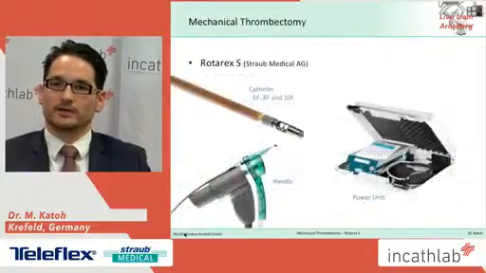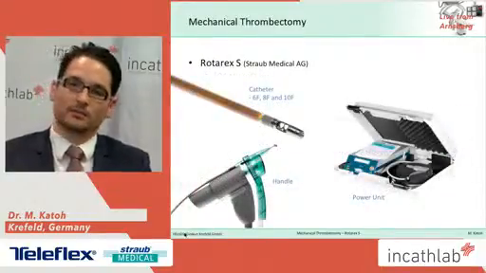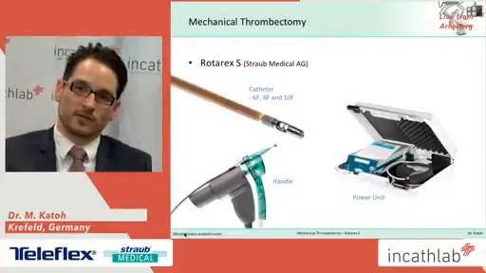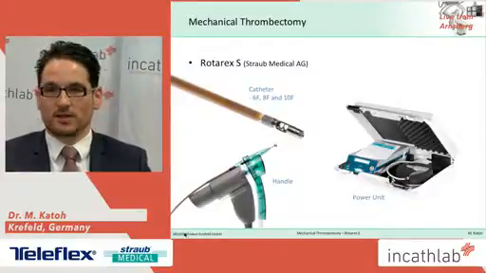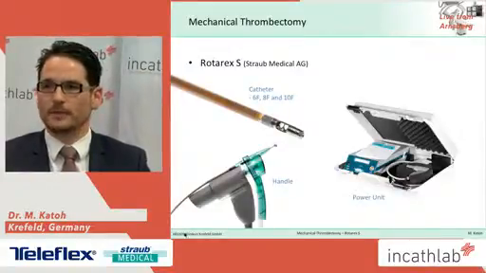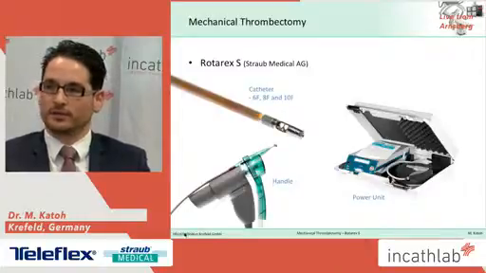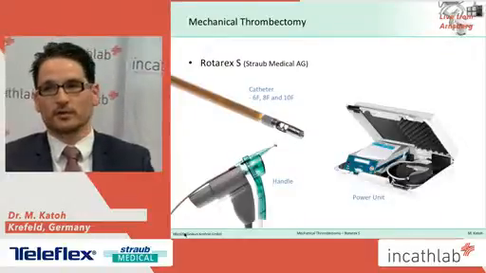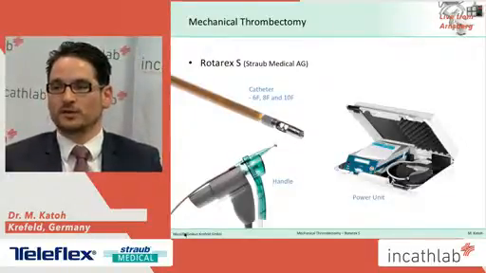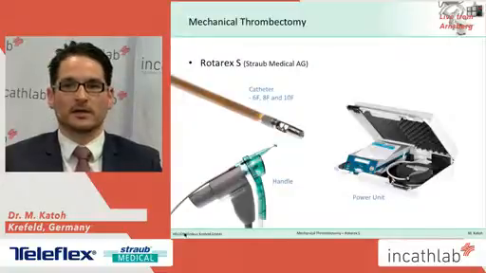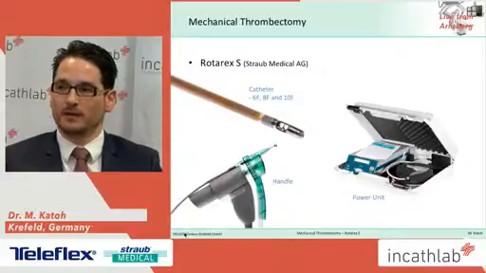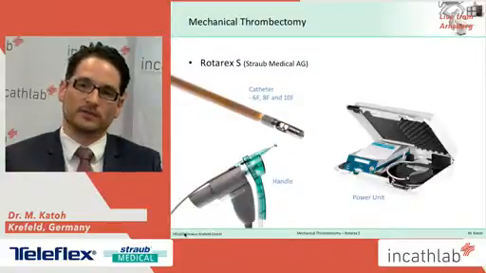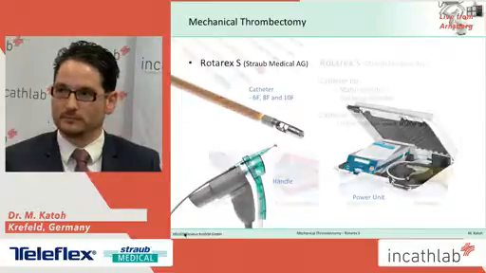So I want to introduce you to a mechanical debulking device, namely the Rotarex S device, which is available in 6, 8 and 10F. It consists of a catheter tip on a shaft, and the shaft end is connected to a motor handle. This includes the magnetic clutch and an electrical motor, which is driven by a quite handy power unit which easily fits into a small suitcase.